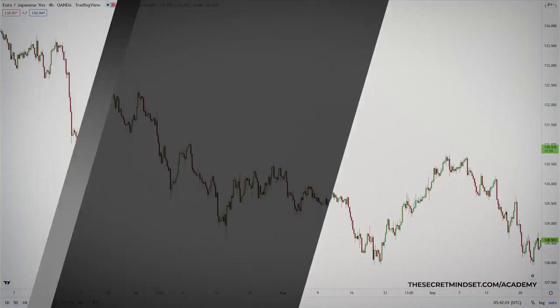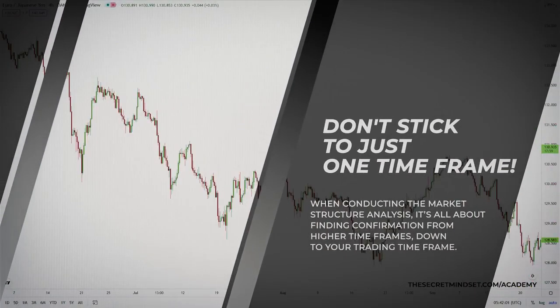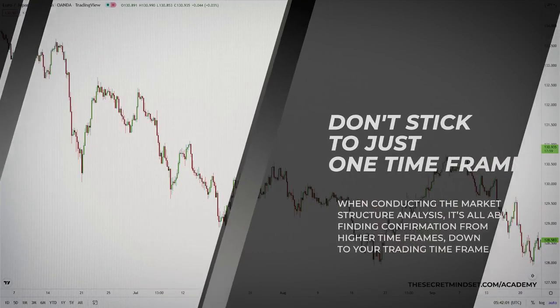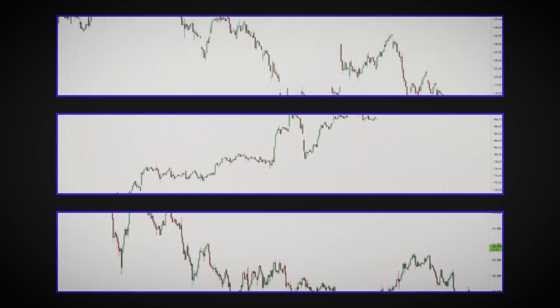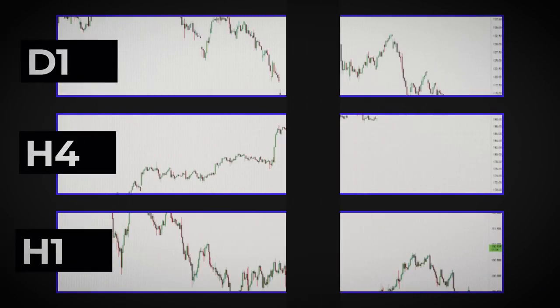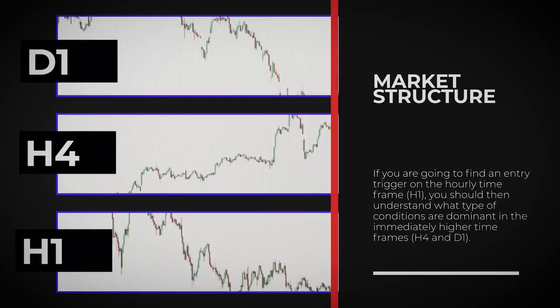You must avoid the trap of being short-sighted by only sticking to one chart analysis. When conducting your market structure analysis, it's all about finding confirmation from higher timeframes down to your trading timeframe. What this means is that if you are going to find an entry trigger on the hourly time frame, you should then understand what type of conditions are dominant in the immediately higher time frames. The most popular in this case would be the 4-hour and the daily charts.